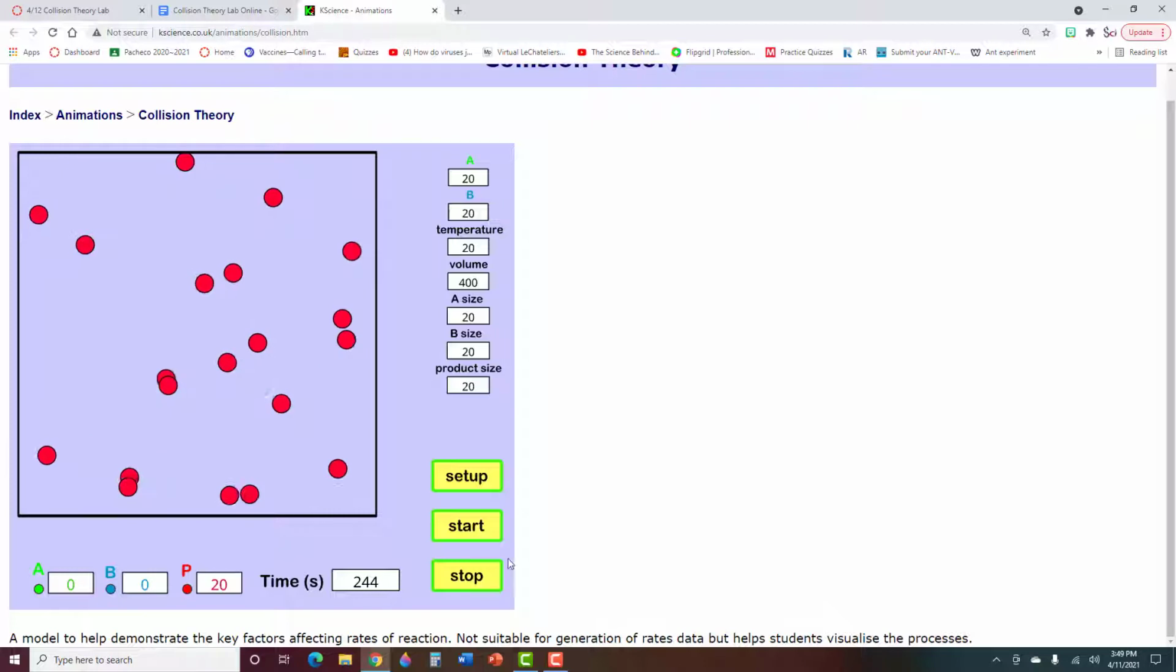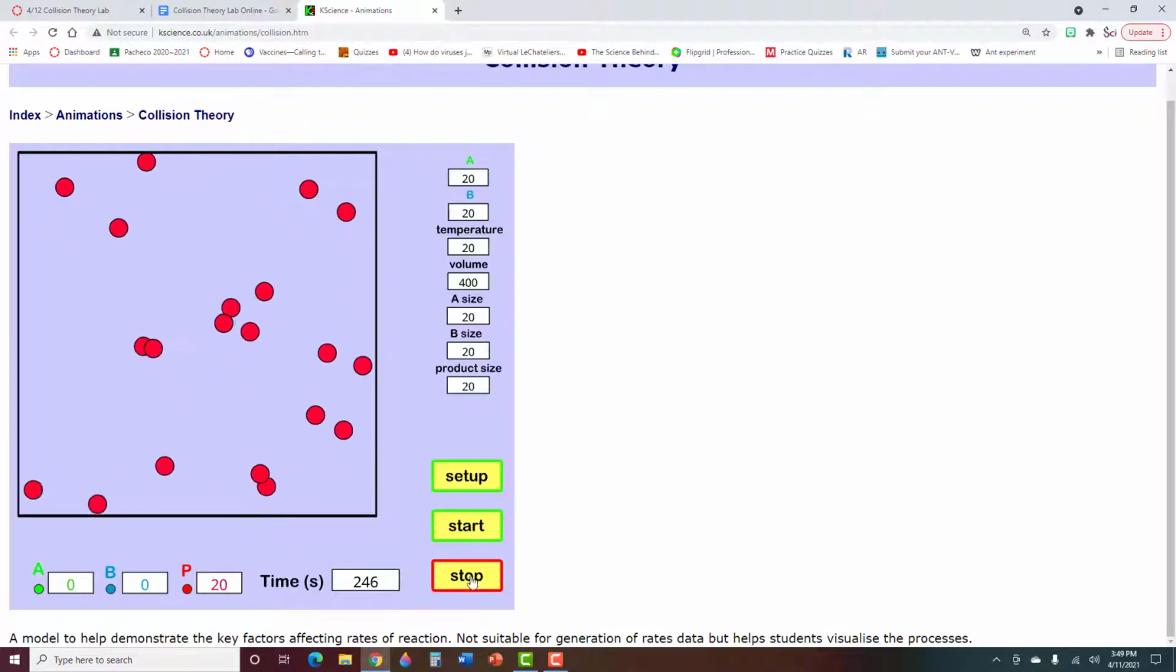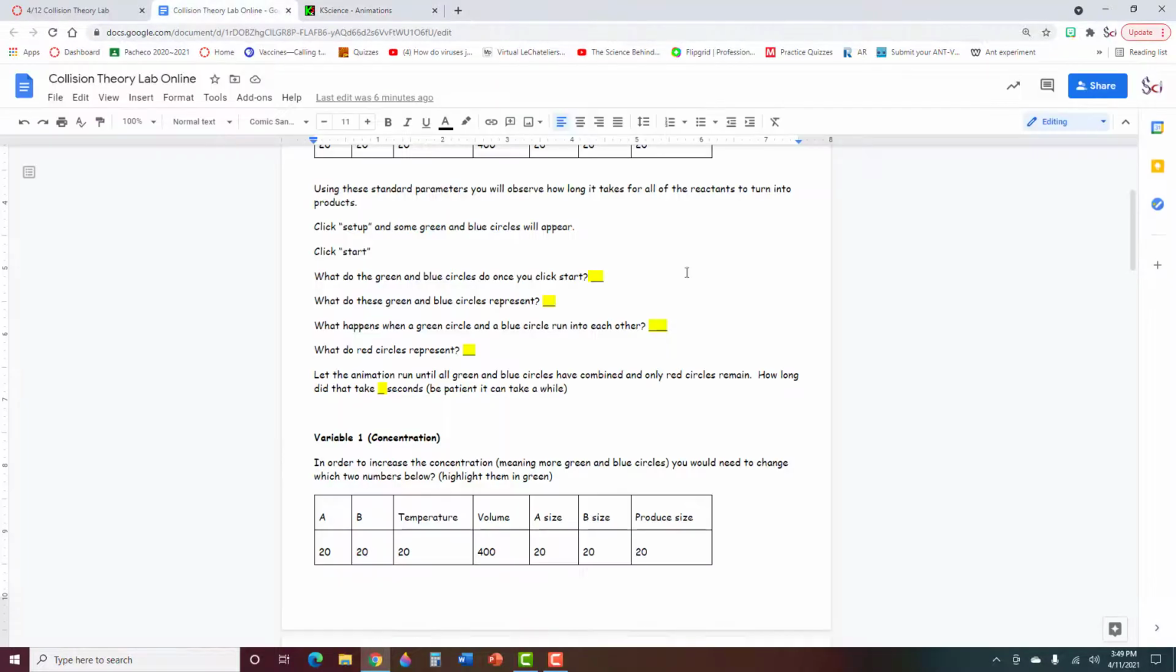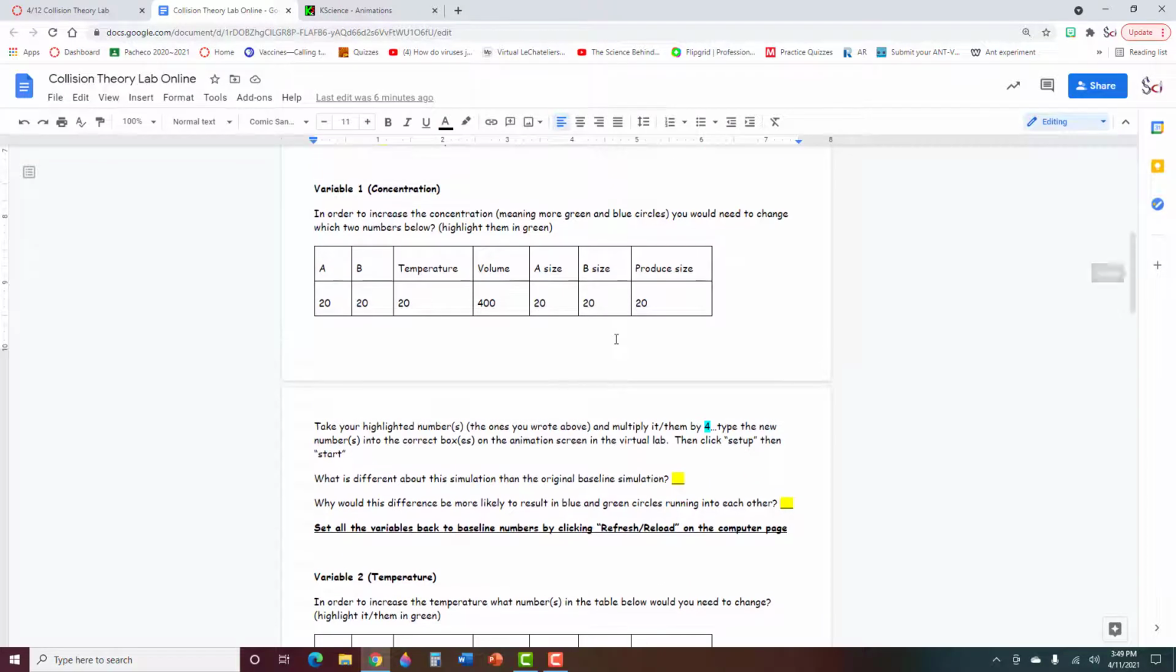Oh, they finally collided. So there is our time. Let's stop. It was like 244. So 244 seconds in order for all of these molecules to react with each other. All right. So on to the next section.